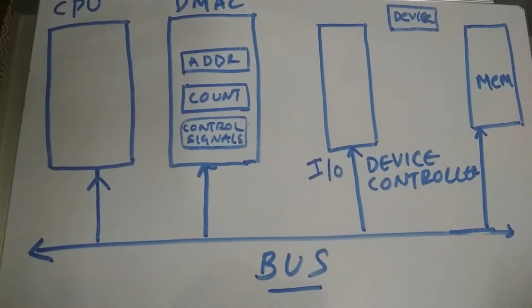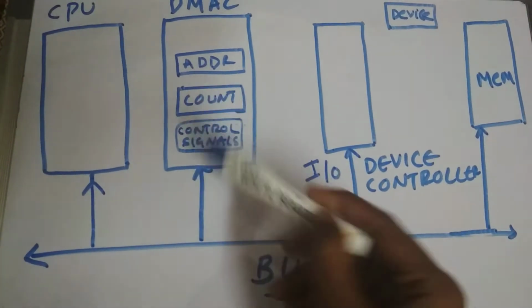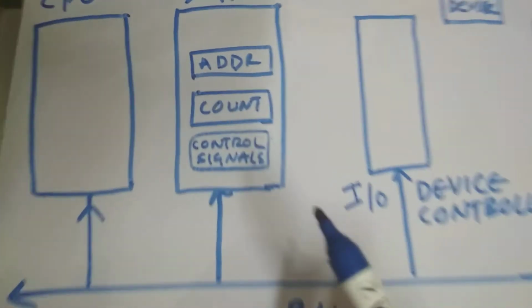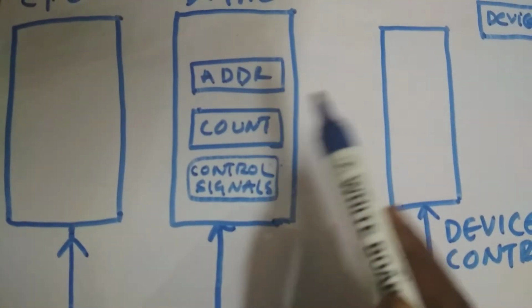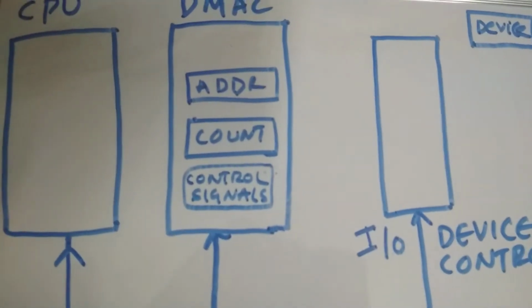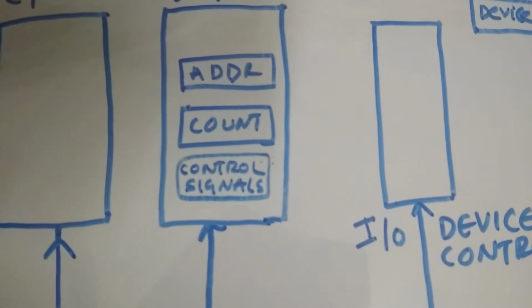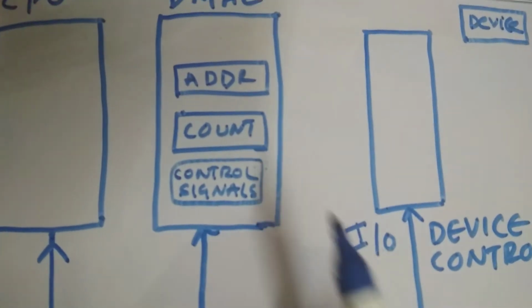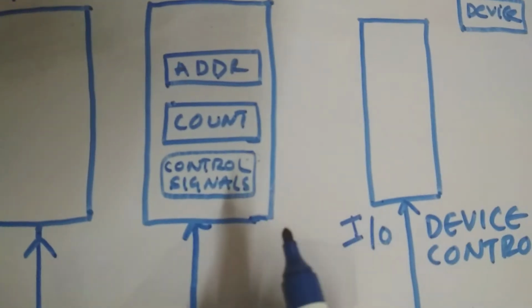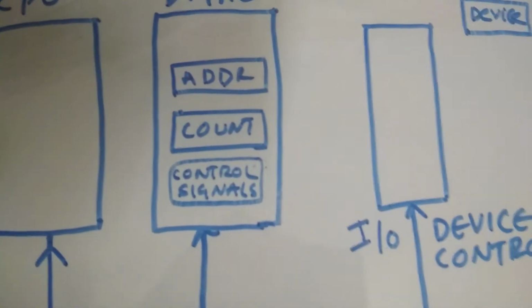The first thing is that, as you can see over here, DMA contains some registers which need to be updated or configured before the start. So what are these registers? DMA mainly consists of three registers: address, count, and control signal registers. The address register, as you have imagined, is used for addressing from where the data needs to be read or written. Count says the amount of data that needs to be read or written, and the control signals say which operation needs to be performed, either read or write.